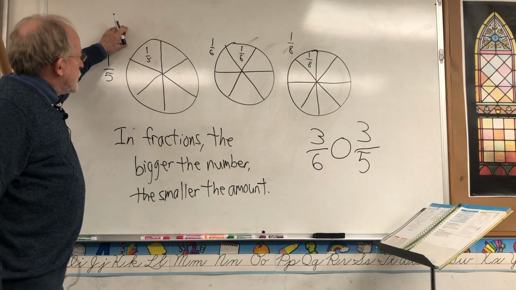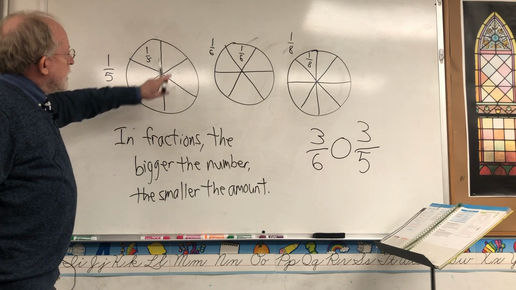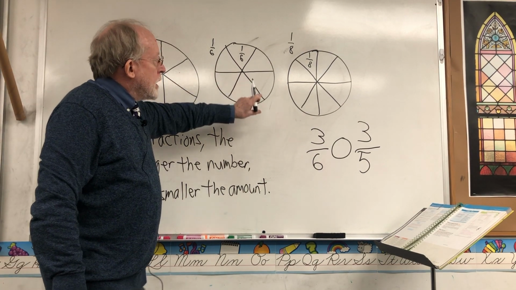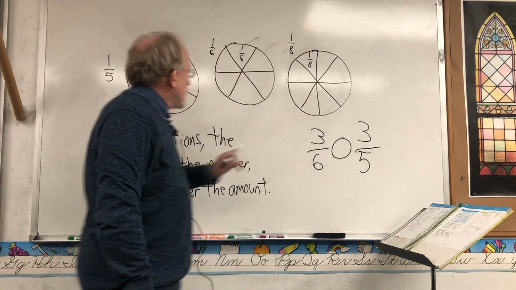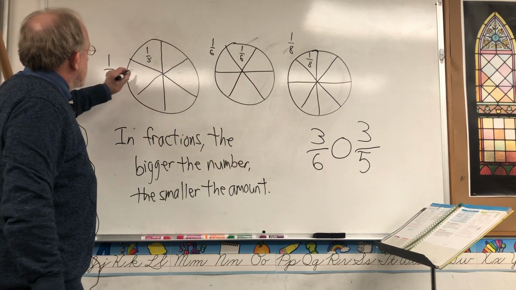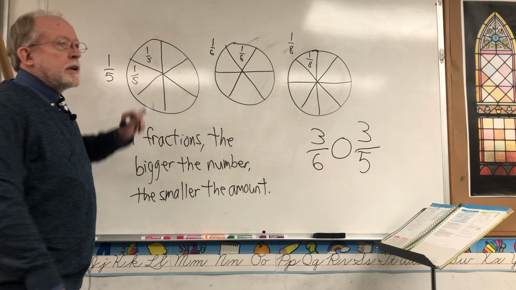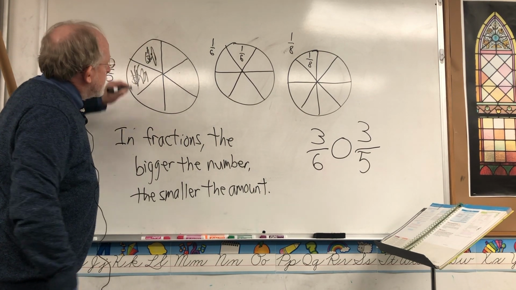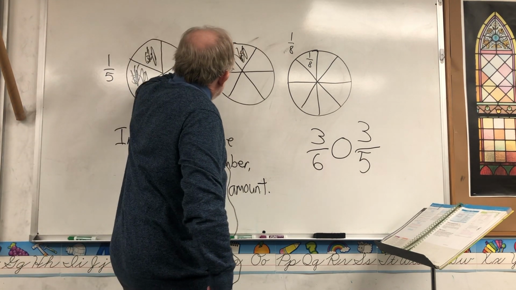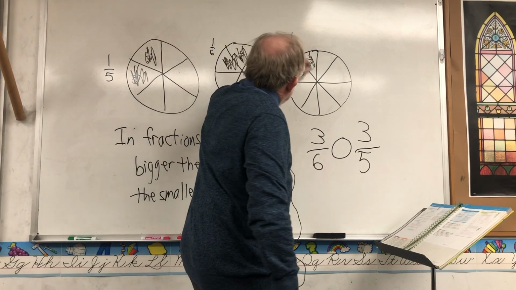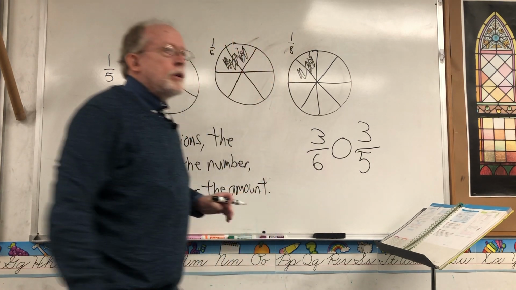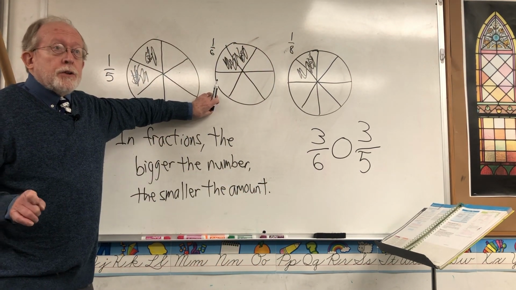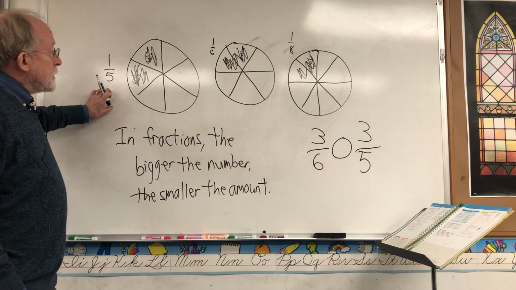Now you have a whole pizza here, and this pizza is cut into 5 pieces. This pizza is cut into 6, and this one is cut into 8 pieces. So if you're going to have 2 pieces of the one that's cut into 5 pieces, let's color these in, and let's color 2/6 in here and 2/8 over here, because when you have it cut into 8 pieces, it's in eighths. If it's in 6 pieces, it's in sixths, and if it's in 5 pieces, it's fifths.